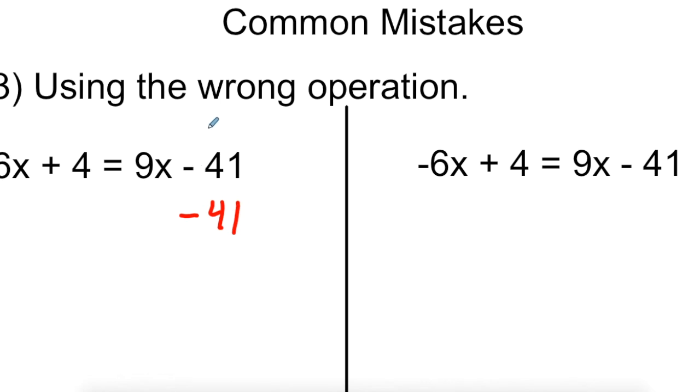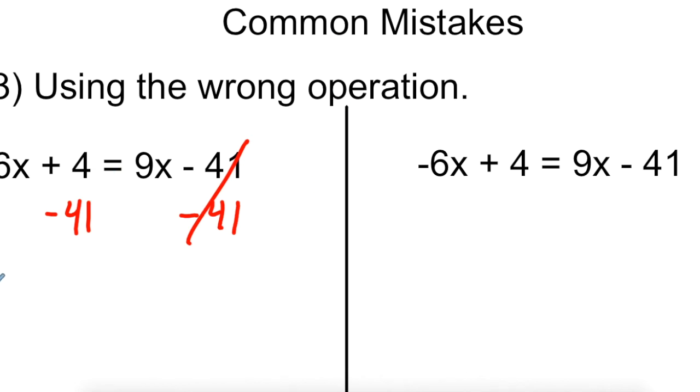knowing well that here we're showing subtraction. So if they subtract by 41, they'll make the mistake of doing this, and they'll think that they're actually canceling out the 41, when in reality, if they subtracted by 41, they would actually get negative 82.